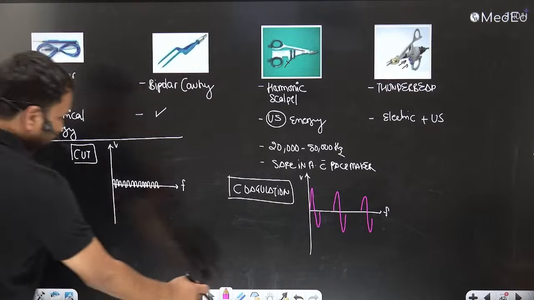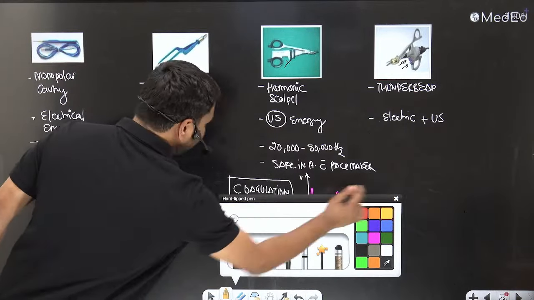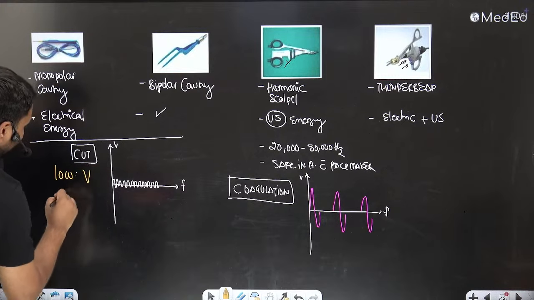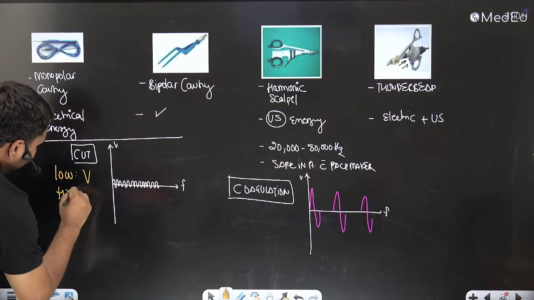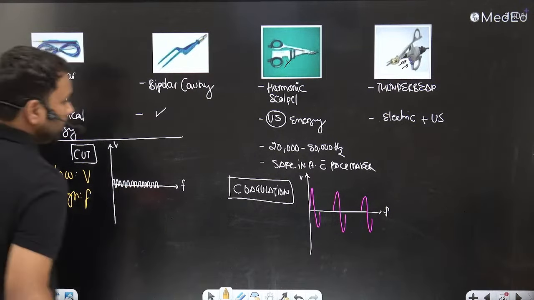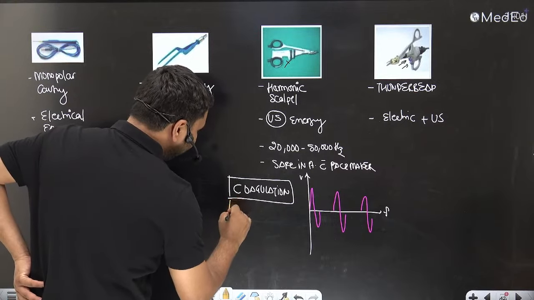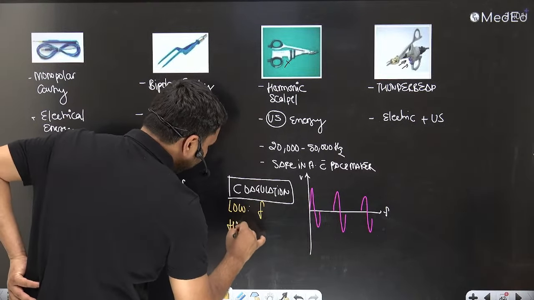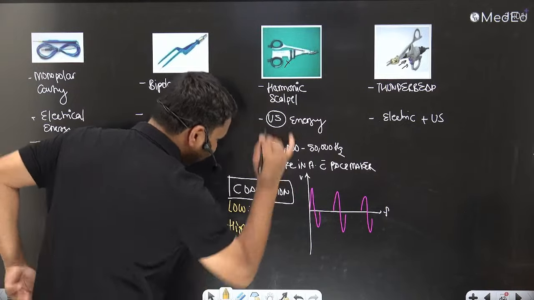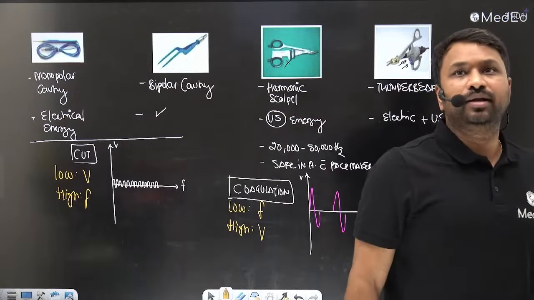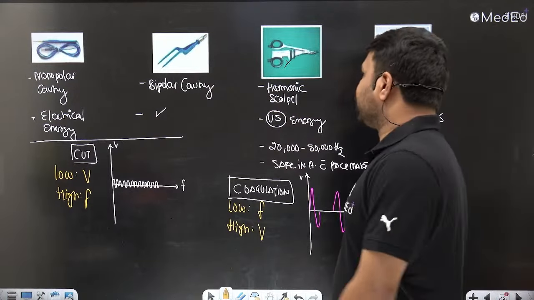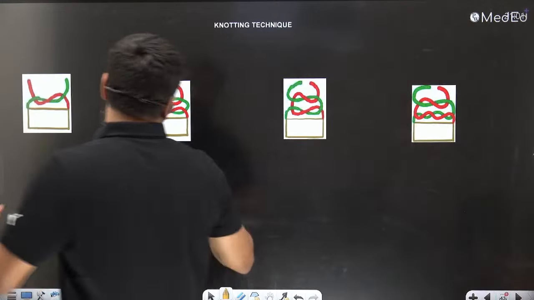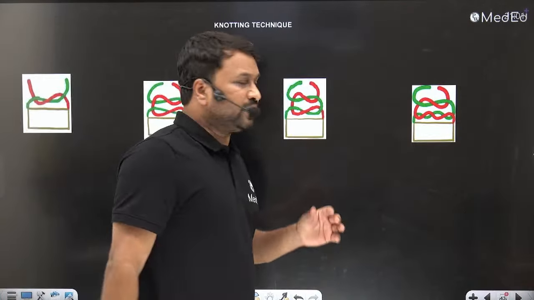So the cut current will have low voltage, but it will have high frequency. Coagulating current will have low frequency, but it has got high voltage. And that's your exam question, right? That is going to be your exam question. These are about your energy devices. Okay? Now, that's your last topic that you have to revise.